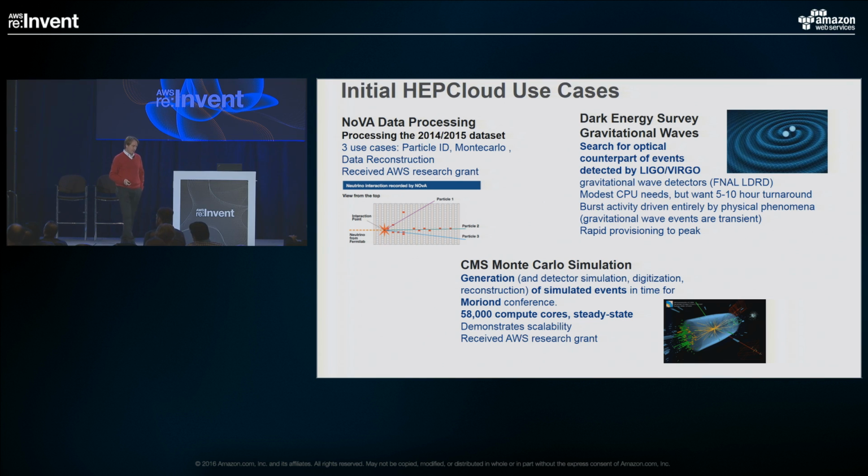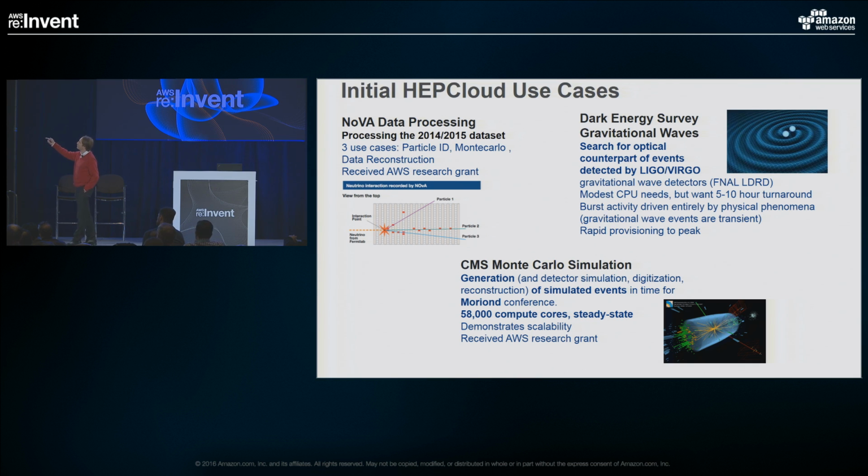Now, the use cases that we had, I mentioned two. We had 3 use cases. On the top left, we had what we call neutrino experiments, which study one of the particles that we study, a very elusive particle called the neutrino, which interacts very rarely with matter. On the bottom, we had CMS that I talked about a lot. This was the Monte Carlo simulation of events.